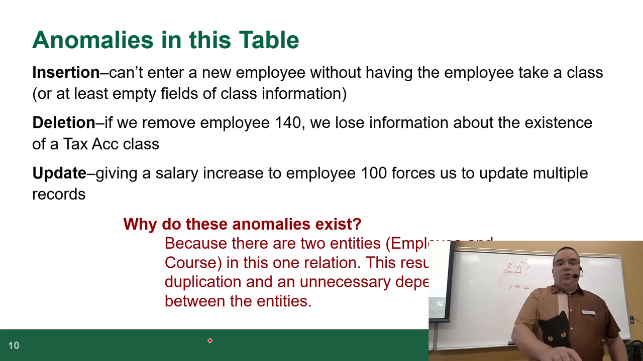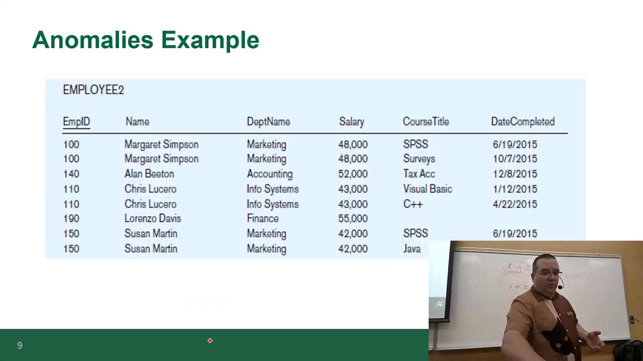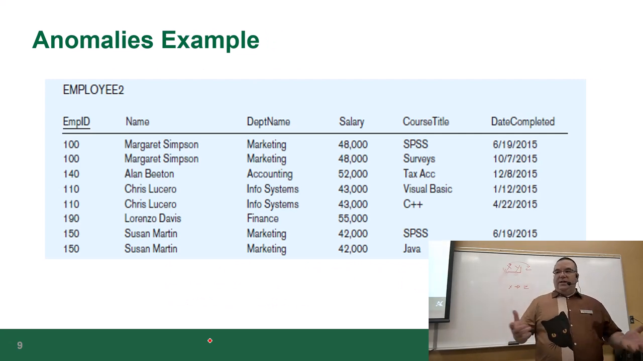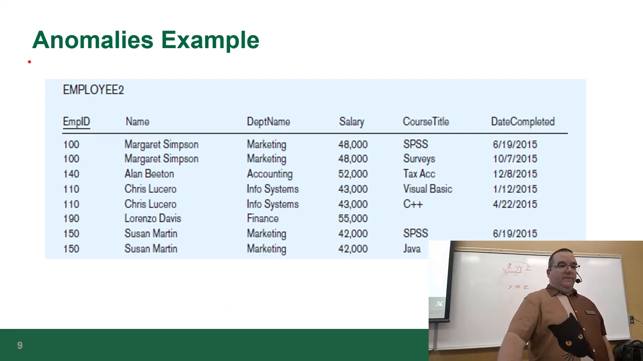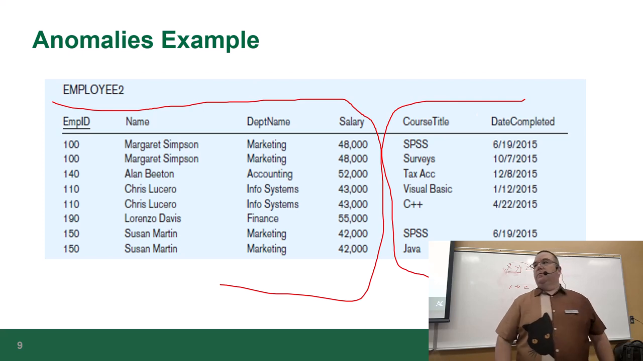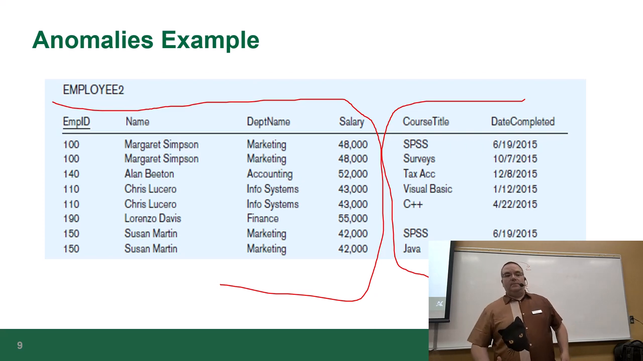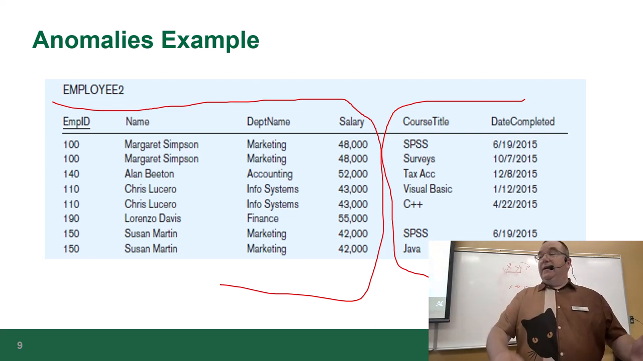Okay, so the important item on this slide is: why do these anomalies exist? It's because there are two entities inside that one relationship. We actually have two things inside of it. Therefore, it causes duplication and unnecessary dependency. If I go back and we look at it, we actually have two kinds of entities: we have an employee record and we have course records. They're two different kinds of entities. What we want to do with normalization is get rid of that.